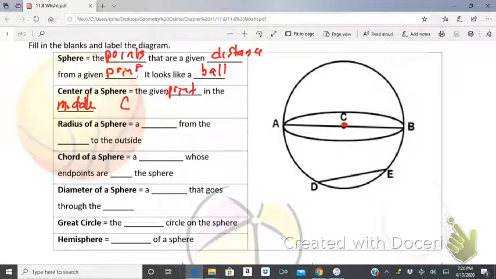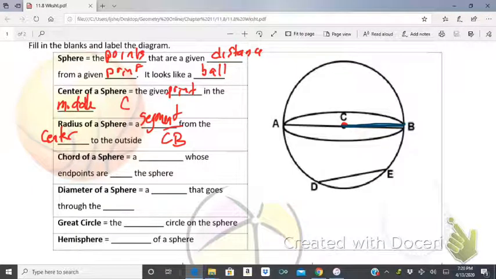The radius of the sphere is a segment from the center to the outside. So like CB would be an example of a radius. CB, this thing right here, is a radius. That's what a radius looks like.